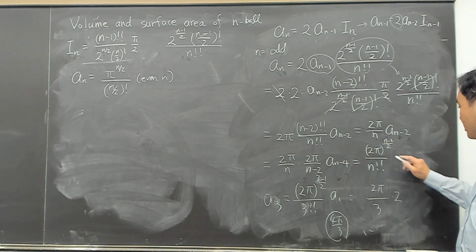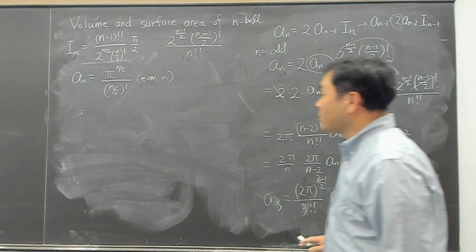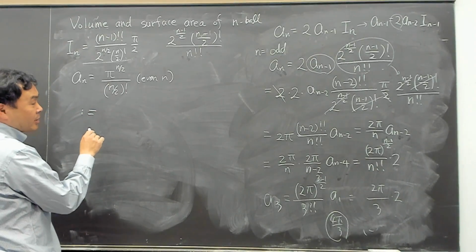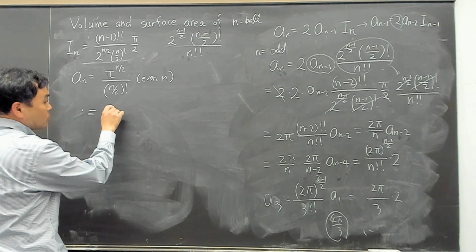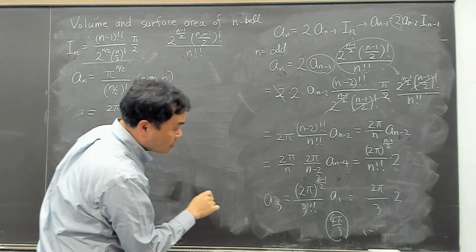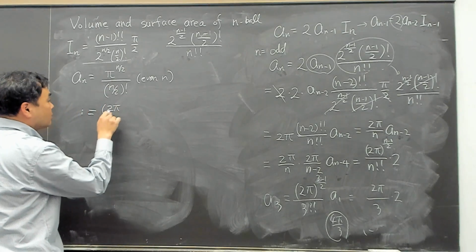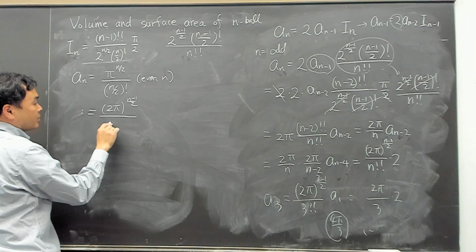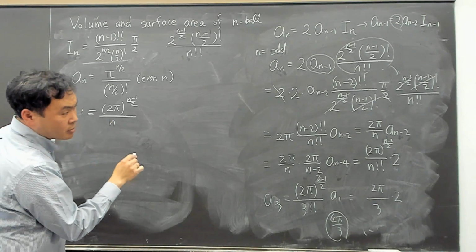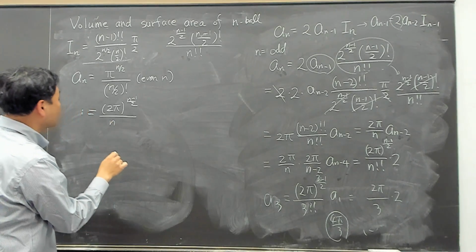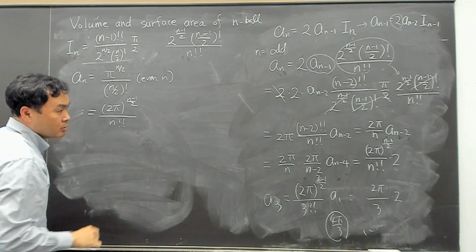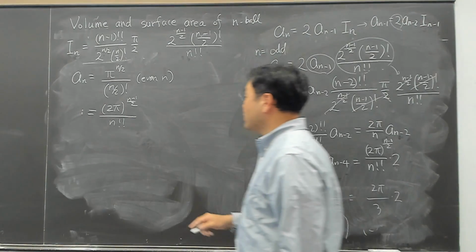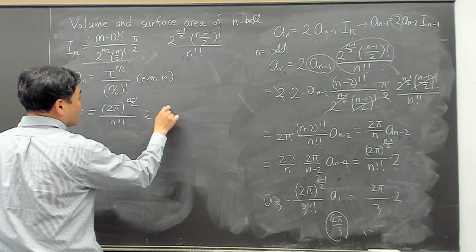Right? Okay. So we have another nice formula for n odd, which is 2 pi to the (n minus 1) over 2, divided by n double factorial, and then times 2 for odd.